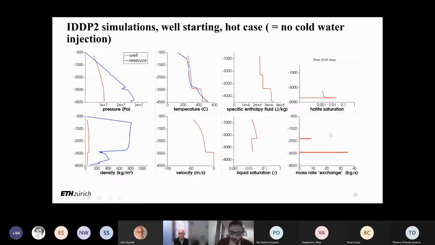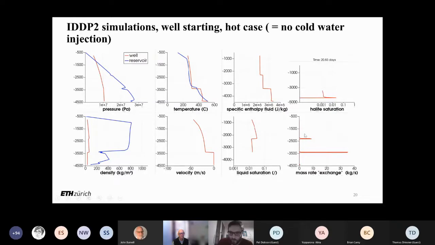And so basically here again, what you see is that the middle feed zone is really dominant with around 35 kilograms per second, while from the very bottom, where there is the most desirable resource, you don't really have any exchange because of the low permeability.